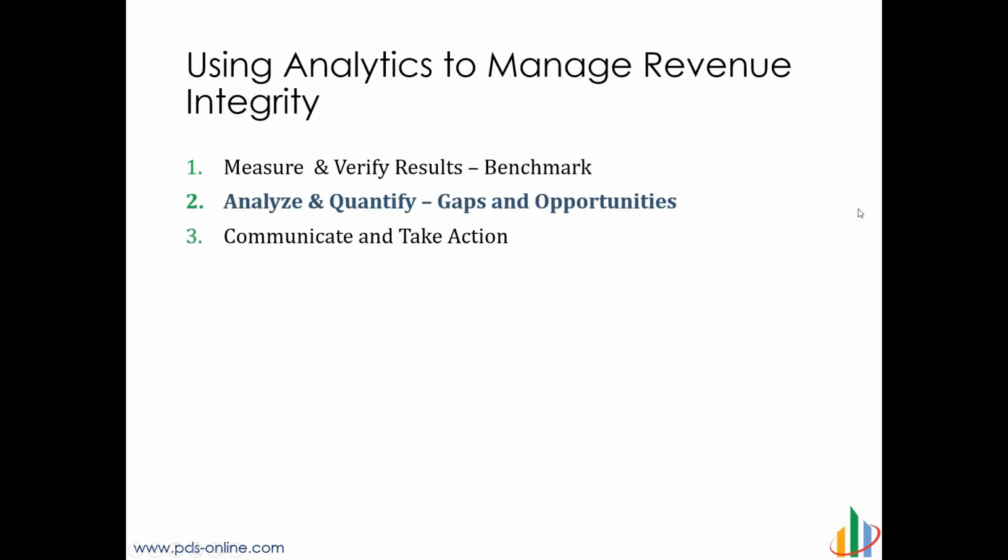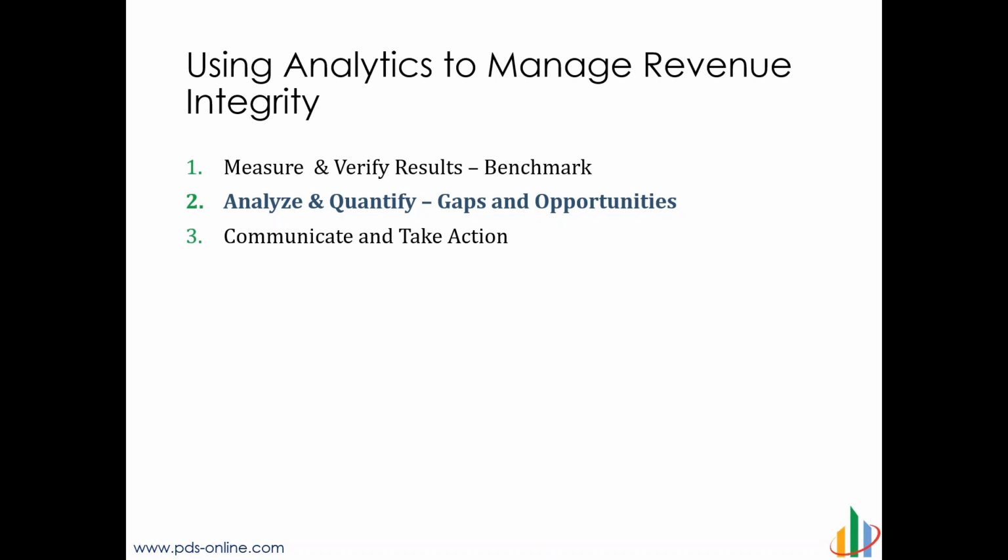So with that, we talked a little bit about and showed you a few examples of measuring and verifying results and using benchmarks. Becky, can you talk to the second step, which is how do we analyze or quantify, really identifying what is the gap, the opportunity, what's the cost or the revenue potential, and how can we use analytics and revenue integrity and tie those two together?